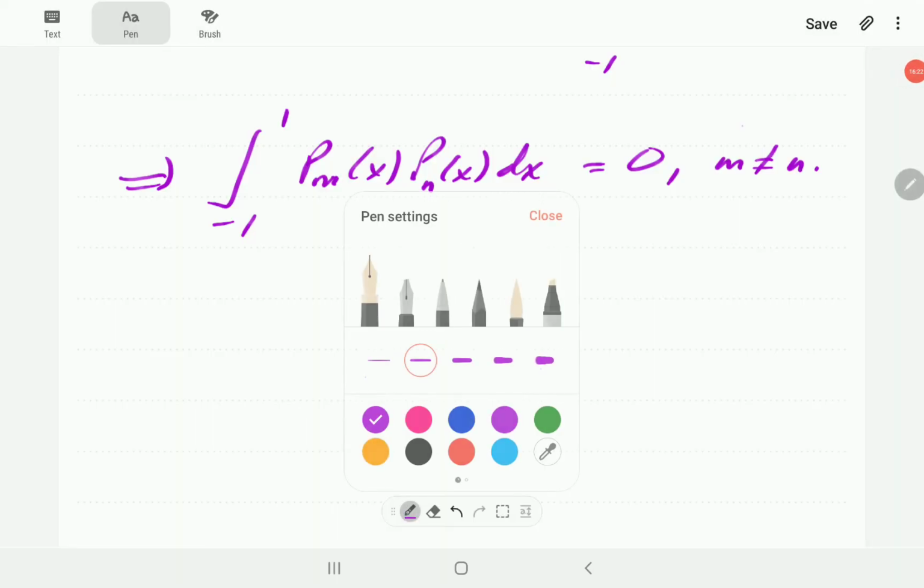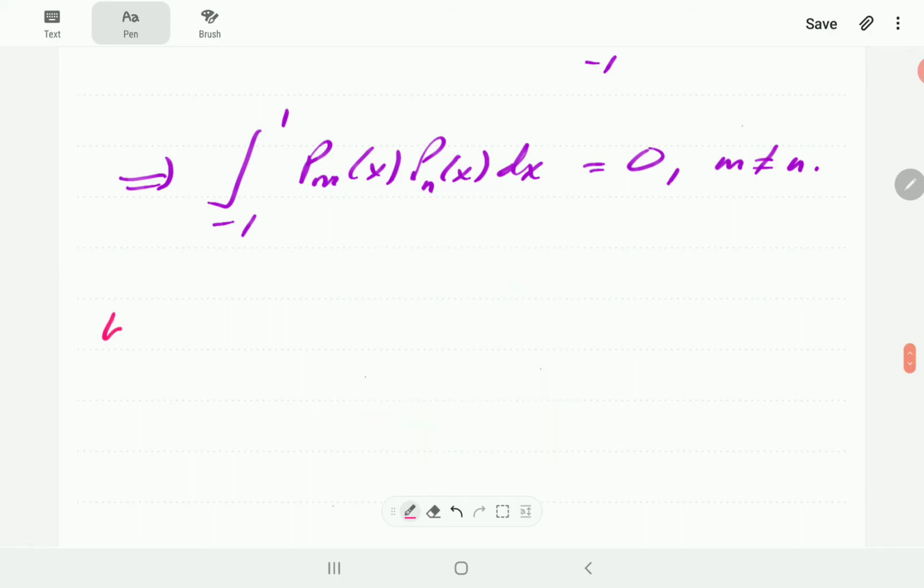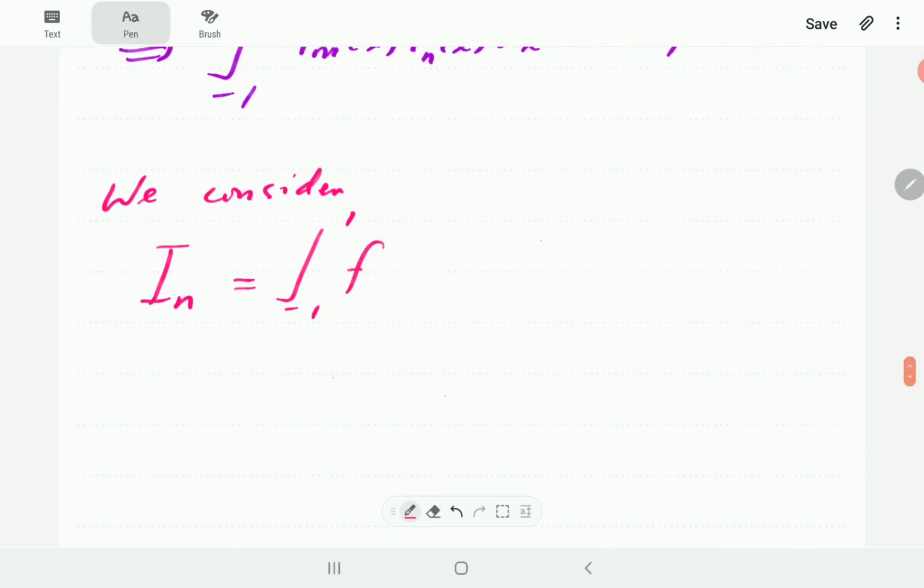Okay, in preparation to prove the second property, we are going to consider this integral here. So I_n is equal to the integral from -1 to 1 of f(x) times P_n(x). The result we're going to derive here is going to be useful even for evaluating other integrals of this form. Now using Rodrigues' formula, we can write this like this.